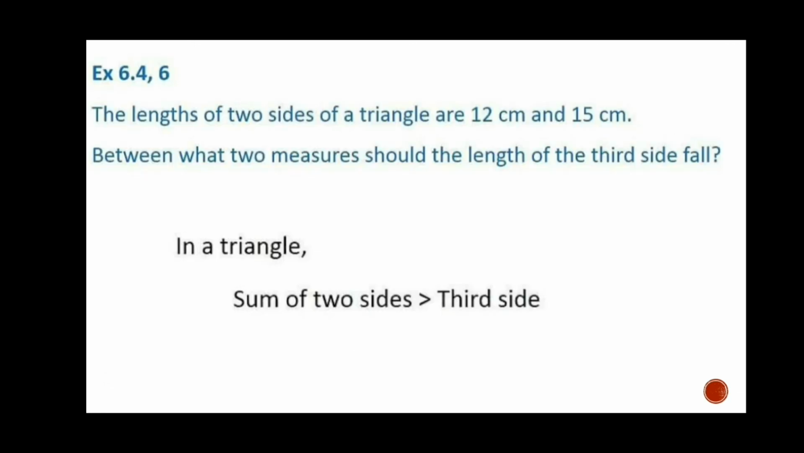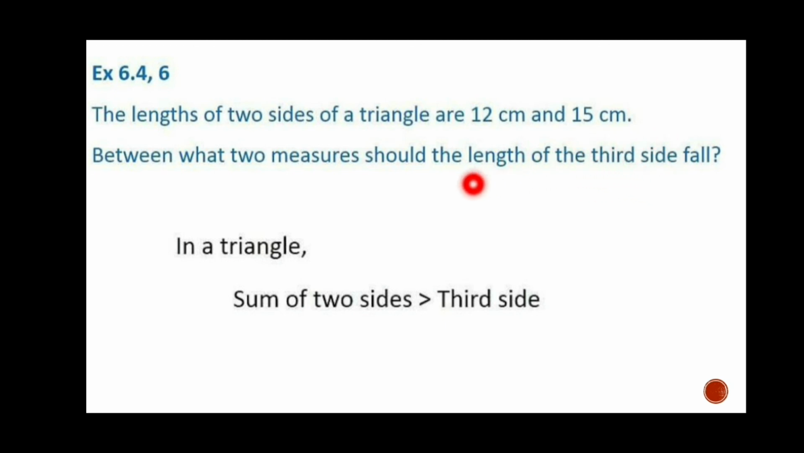Now the last question of the exercise, question number 6: the lengths of two sides of a triangle are 12 cm and 15 cm. Between what two measures should the length of the third side fall? So two sides of a triangle are given, 12 and 15 cm, and it is asked in what range the third side will come. We don't have to find the exact value of the third side, but we have to tell between which two values it will come.